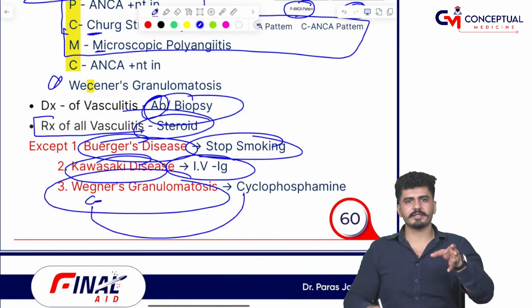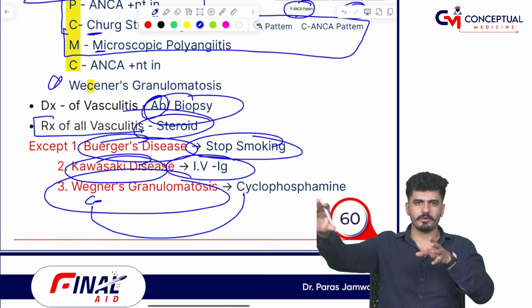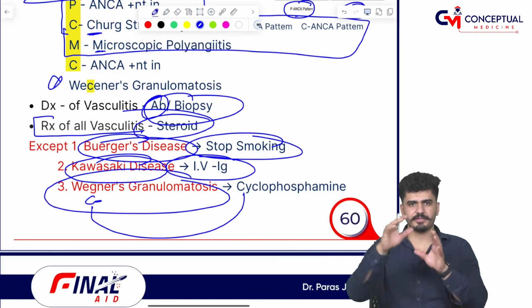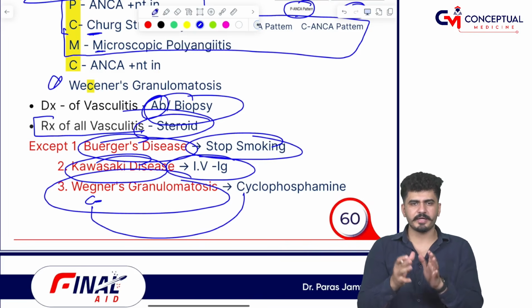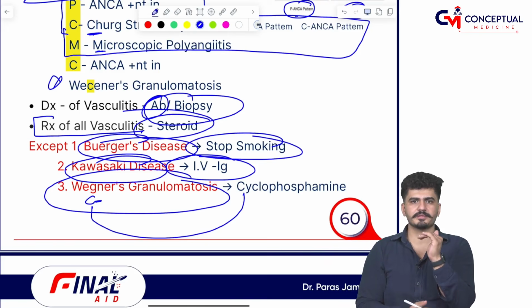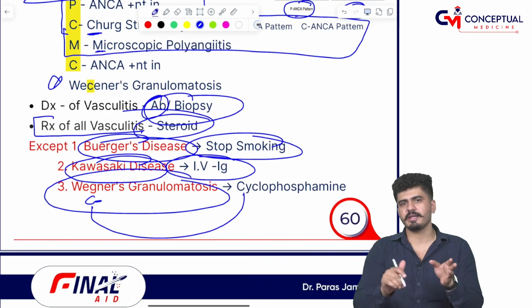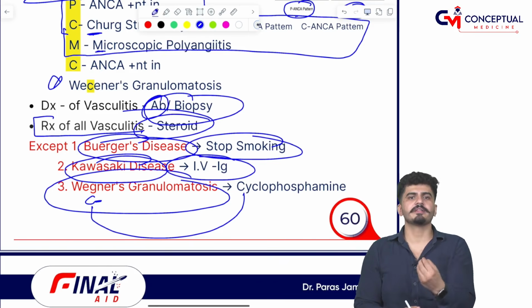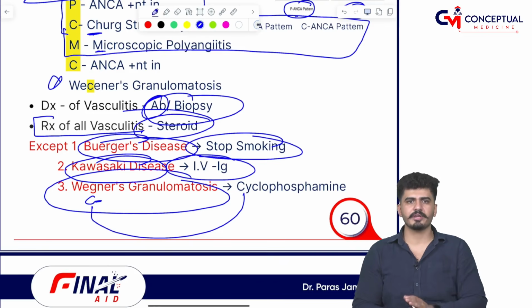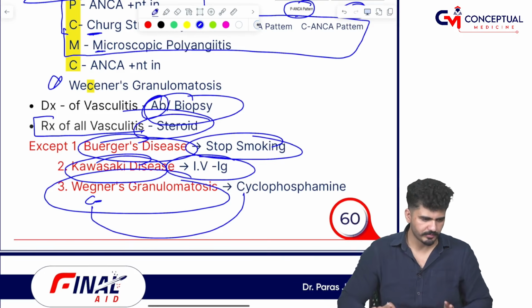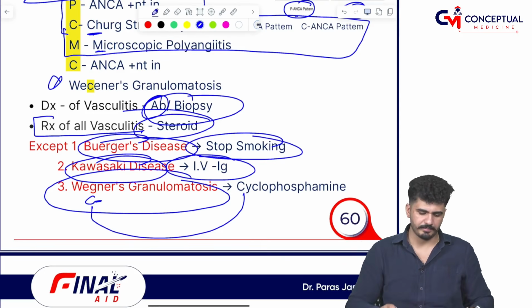So all vasculitis is diagnosed with the help of biopsy and antibodies. Yes, done, sir. All vasculitis treatment is steroid. But some exceptions are there. For example, Burger's disease, lifestyle modification is the best thing we can use. If there is a gangrene, we will debride it. If there is Kawasaki, IVIG we have to give. Wegener's disease, we give the cyclophosphamide. These are the different things you have to keep adding on.